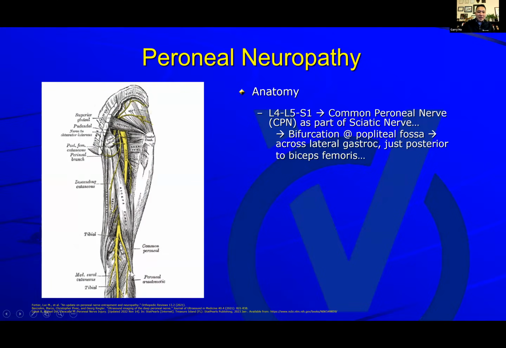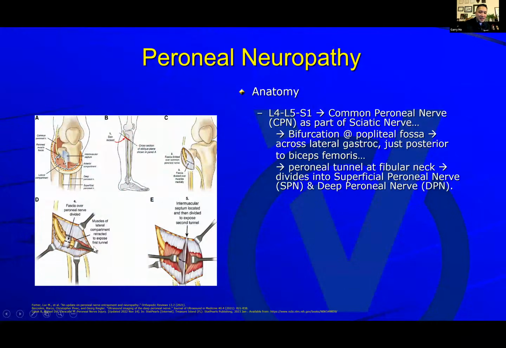And as it approaches the fibula, it then goes around the fibular neck, as you can see here. As it goes around the fibular neck, it actually goes through a tunnel called the peroneal canal, or peroneal tunnel, which is formed by the aponeurosis of the peroneus longus muscle. As it goes around the fibular neck, it splits into a superficial peroneal nerve and a deep peroneal nerve. That superficial peroneal nerve stays in that lateral compartment, just deep to the peroneus longus, while the deep peroneal nerve basically continues in that same trajectory, pierces the intermuscular septum, and enters into the anterior compartment here.